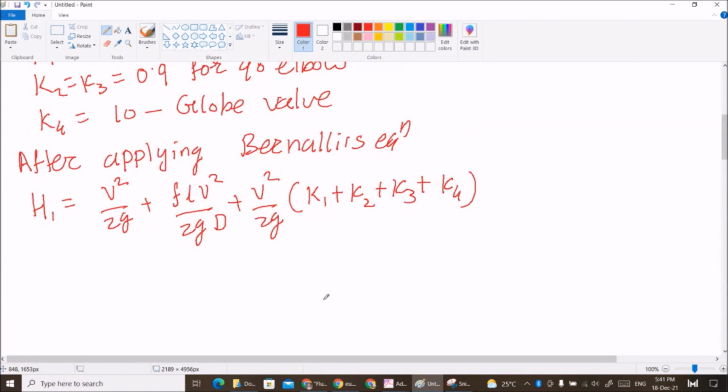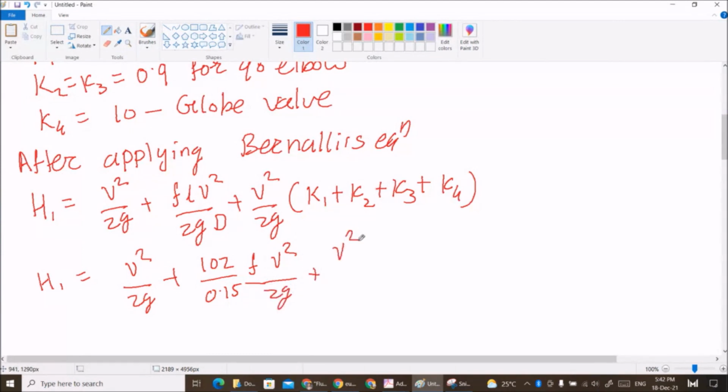So after applying Bernoulli's equation we will get these values. Let us put in all the values and write the equation: H1 is equal to V square by 2g plus f, L is 102 meter divided by diameter 0.15, into V square by 2g, plus V square by 2g into the entrance 0.5 plus 0.9 plus 0.9 plus 10. I don't know the velocity.